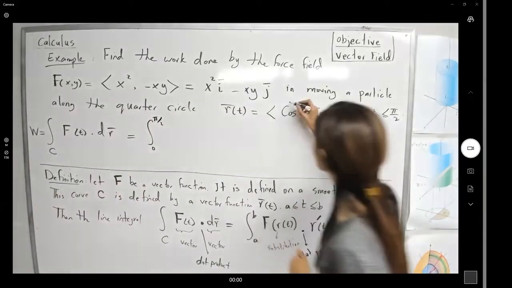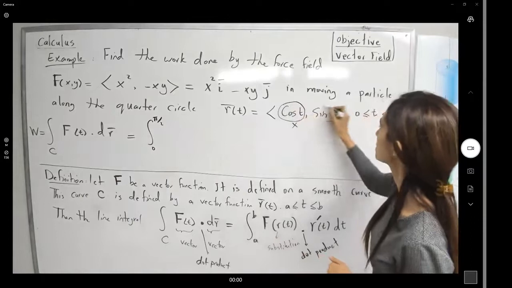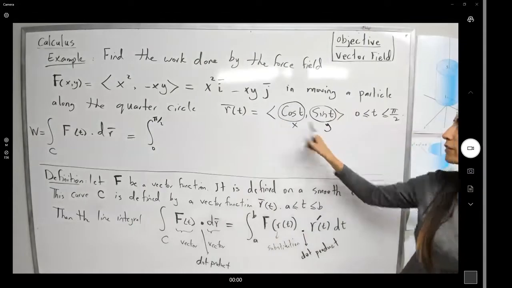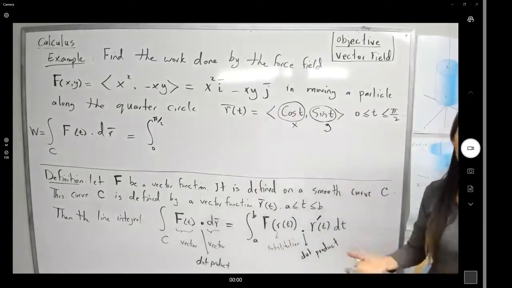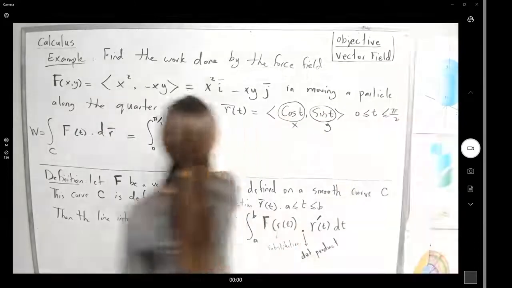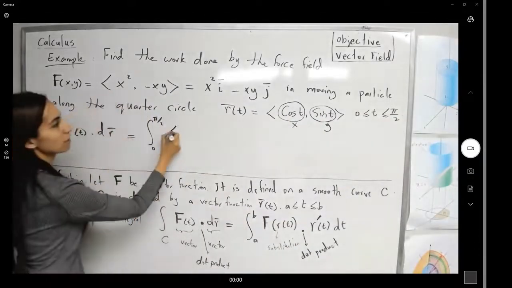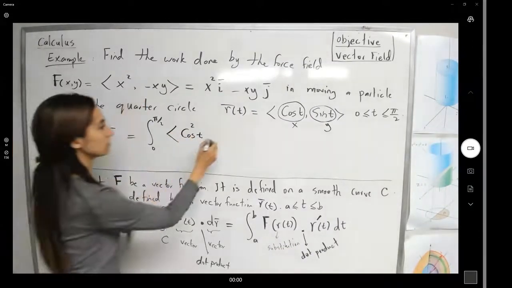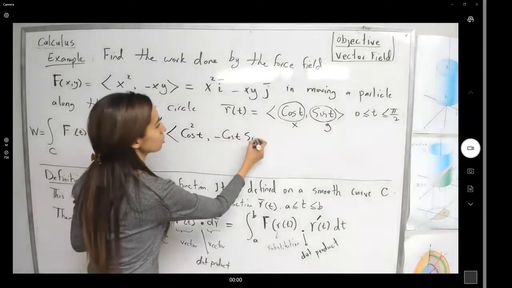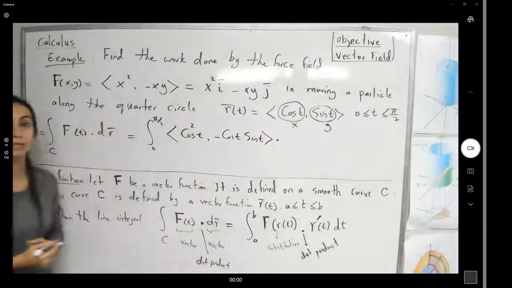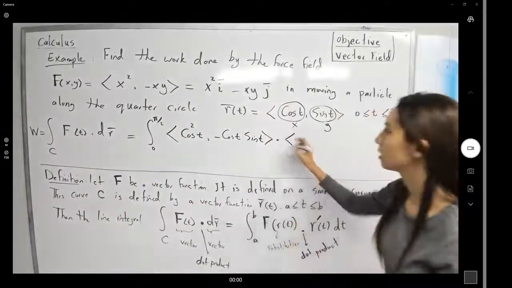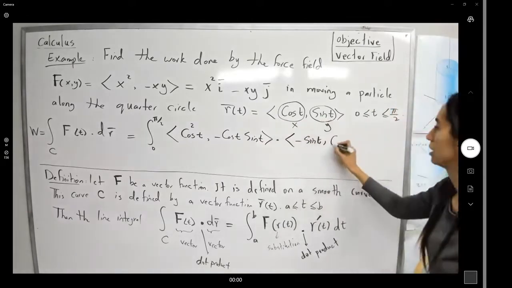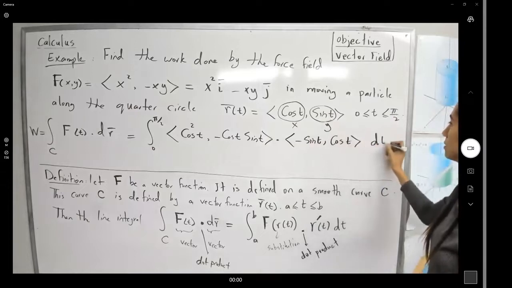So this is your x, and this is your y. Wherever you see x, you're going to substitute that with cosine t. Wherever you see y, you're going to substitute that with sine t. There you go. So we get cosine squared t, comma, negative cosine t times sine t, dot the derivative of r(t). The derivative of cosine is negative sine. The derivative of sine is cosine, dt.